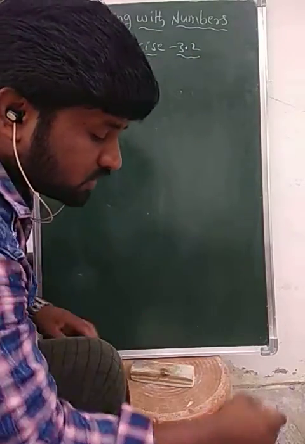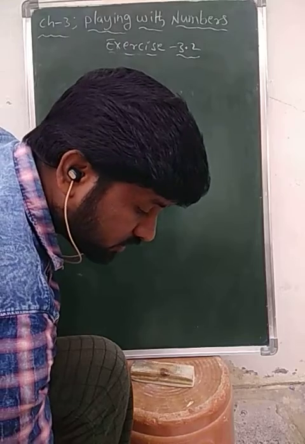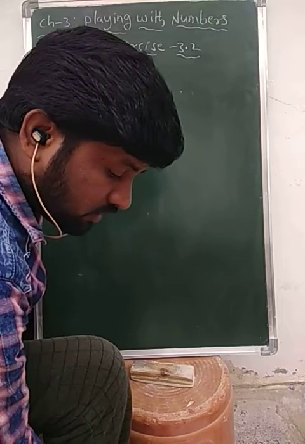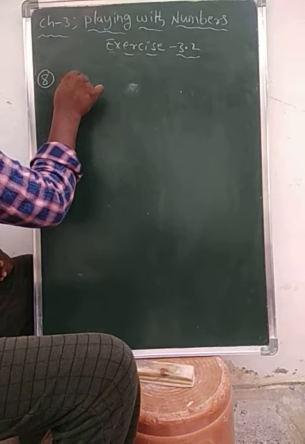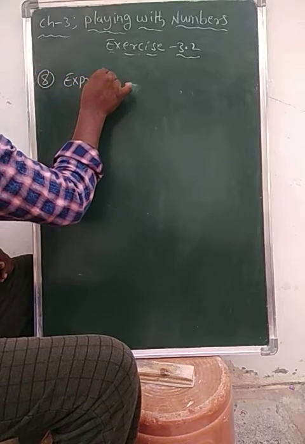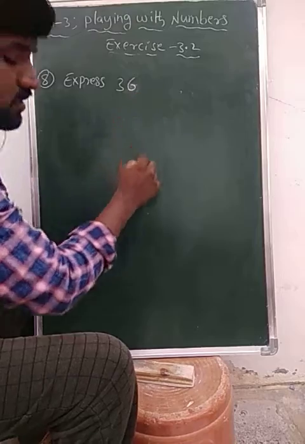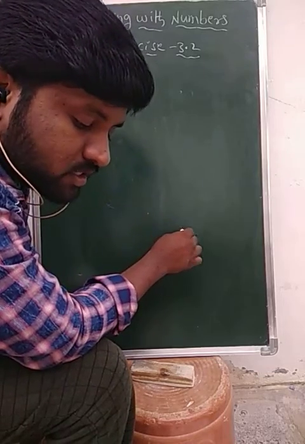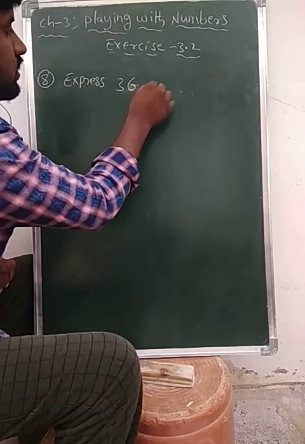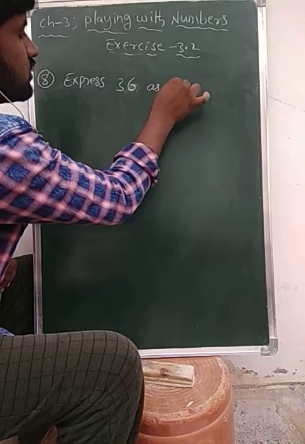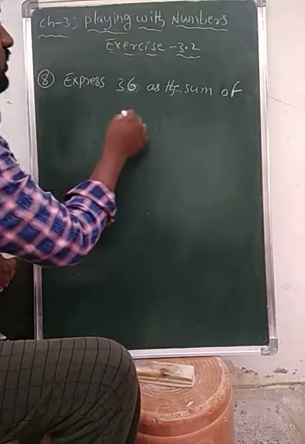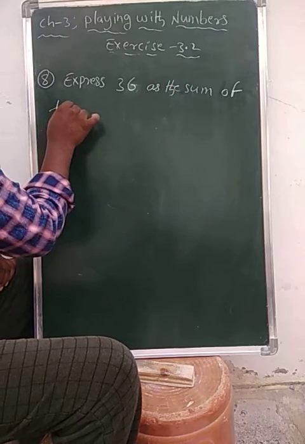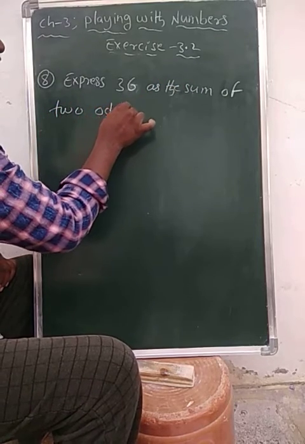Now go for the next question. The question is, 8th one. Express 36 as the sum of two odd primes.